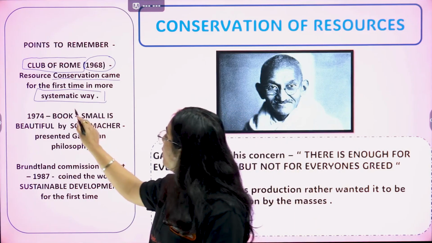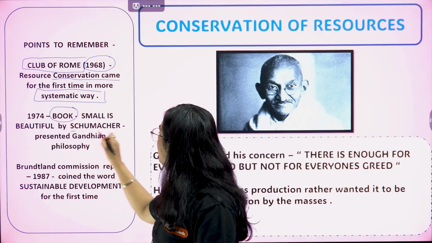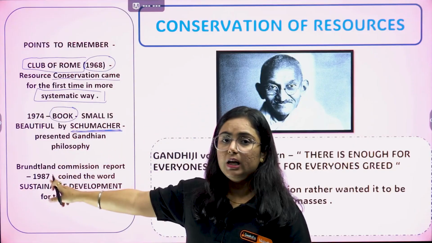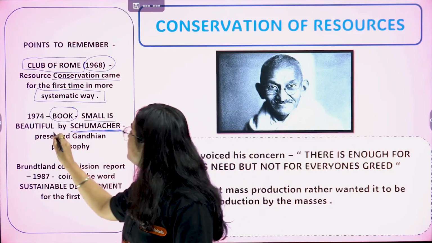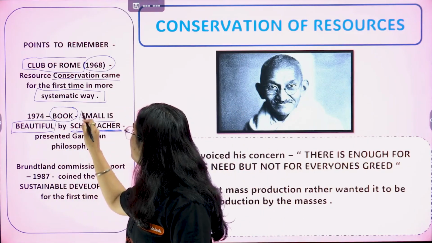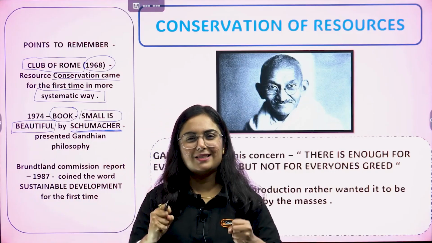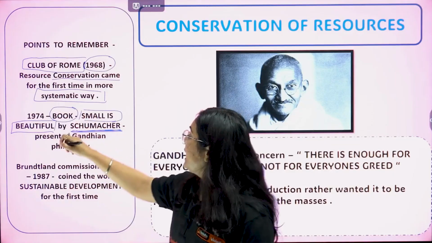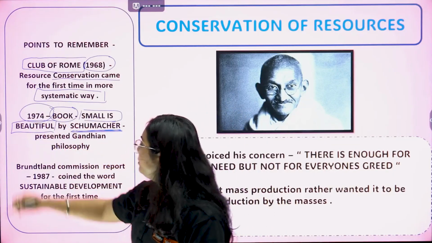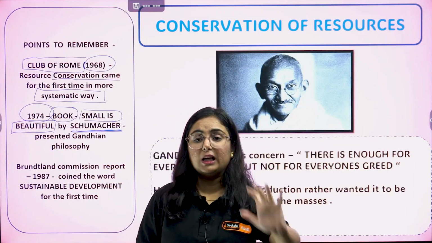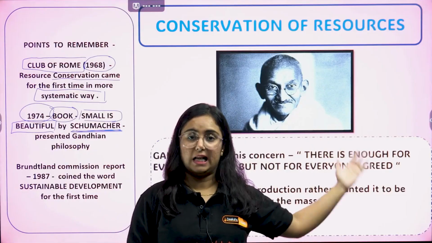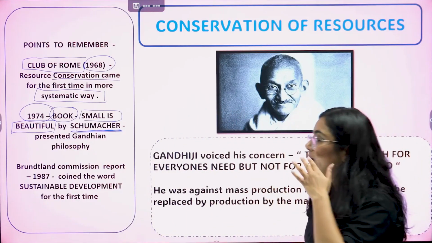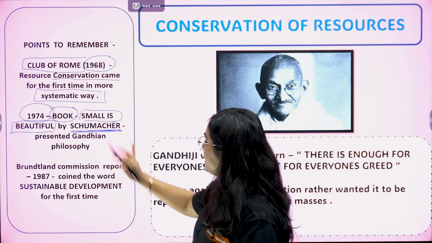After that, a book was written by Schumacher. Okay, mark here, a book was written by Schumacher. The name of the book is Small is Beautiful. How much less you have, now you are most happy and satisfied. So in 1974, this book was written by Schumacher and it was based upon Gandhian ideology. I am going to tell you what is Gandhiji's ideology in terms of resources particularly.